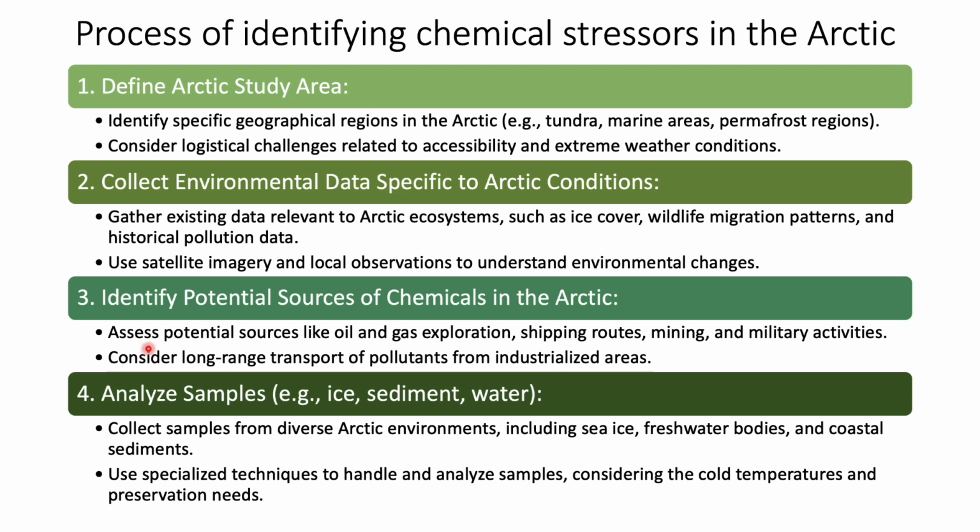How do we do that? We assess potential sources like oil and gas exploration, shipping routes, mining and military activities. We also have to consider the long range transport of pollutants, as we have seen. Air and water are the two major pathways through which lots of pollutants come from outside of the Arctic. We also have to keep in mind industrialized areas.